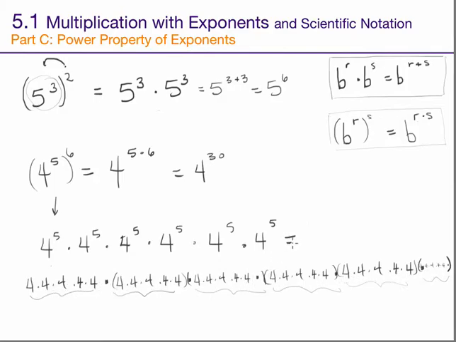Looking back here, I could also have said 4 to the power of 5 plus 5 plus 5, because I'm multiplying like bases to powers. So I'm using this property this time, but I end up with the same thing, because this is the same as 4 to the 1, 2, 3, 4, 5, 6 copies of 5, 6 times 5. So 4 to the 6 times 5, or 4 to the 30th.